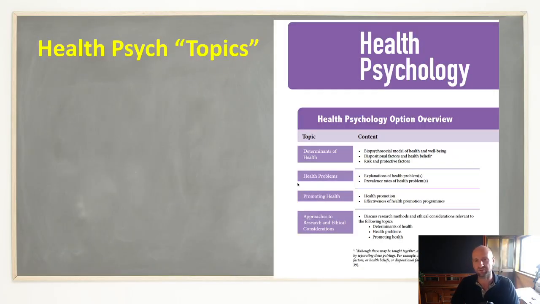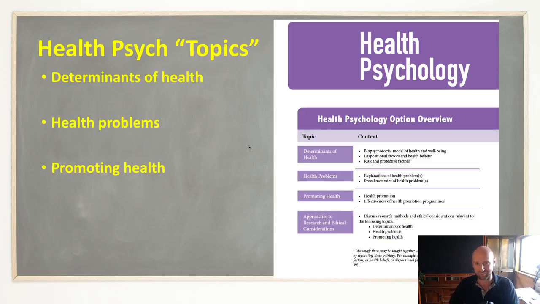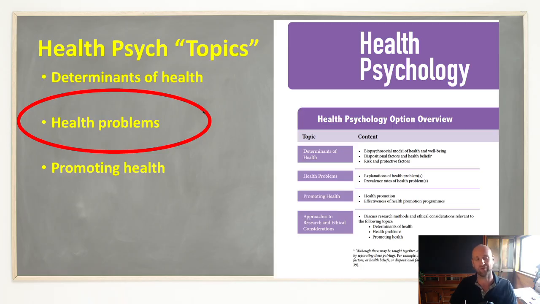Now, later I'll explain how you can do all that with the health problems topic, and you can find some overlaps as well. Overlaps between the topics and overlaps with paper 1. Alright, so the health psychology topics, there are 3. Determinants, health problems, and promoting health. Alright, now first, and I recommend, we're going to focus on health problems. This is the best one to study for the exams.